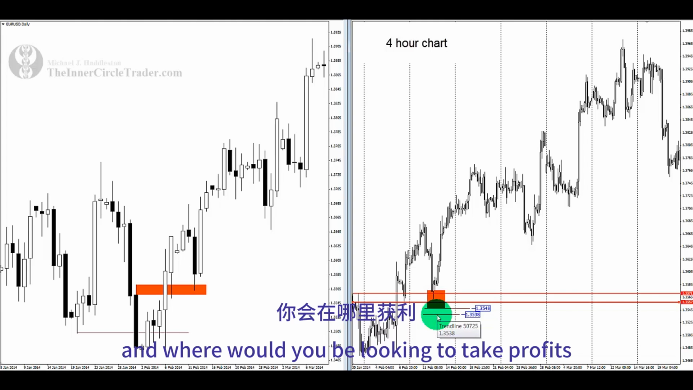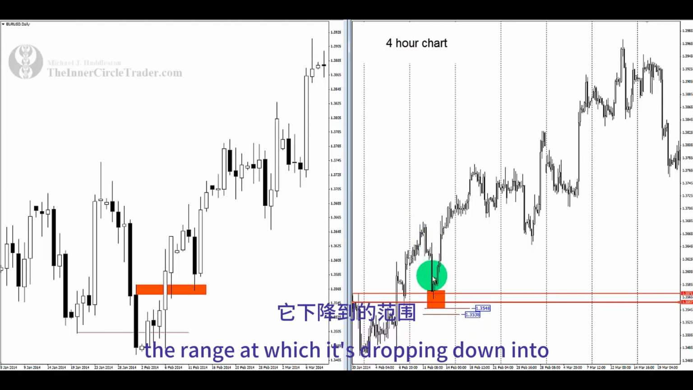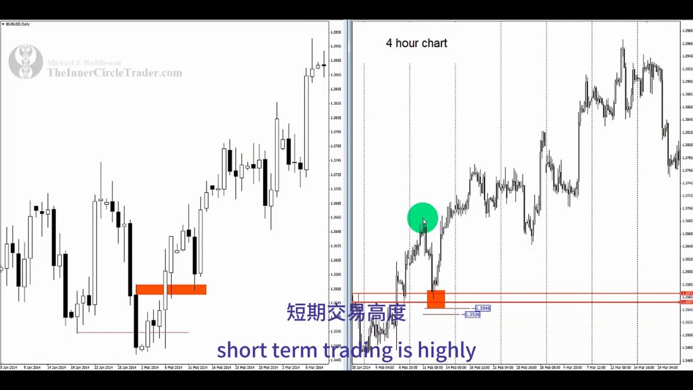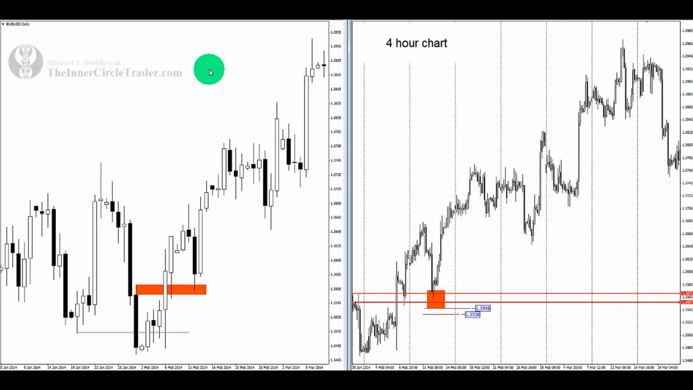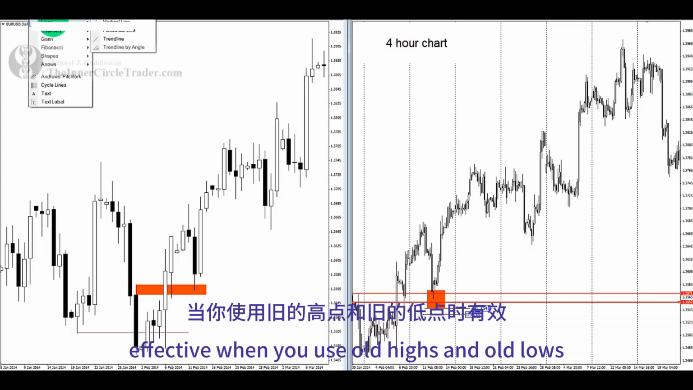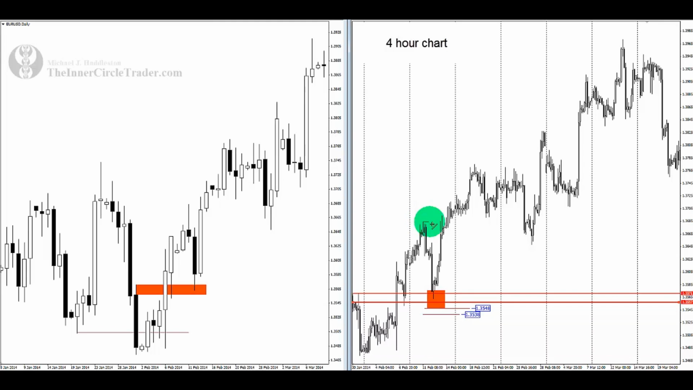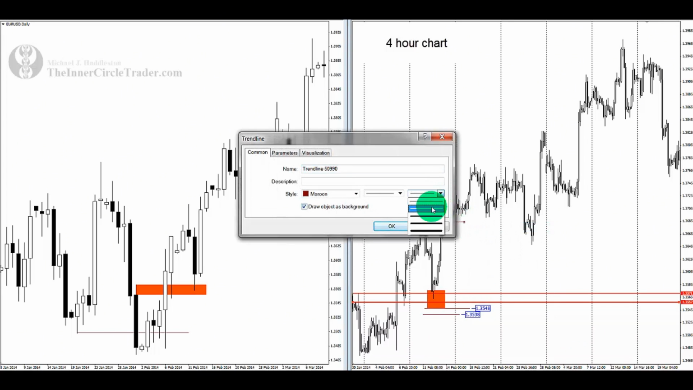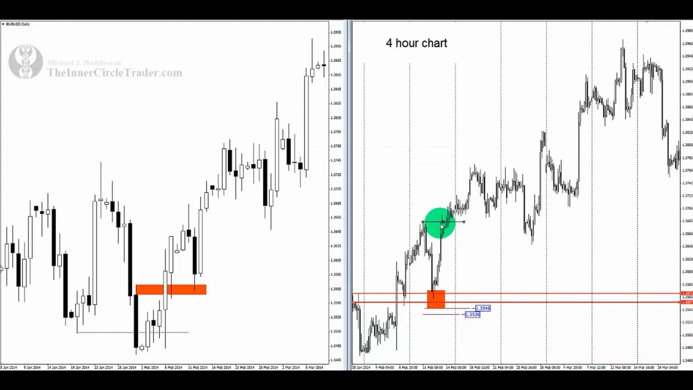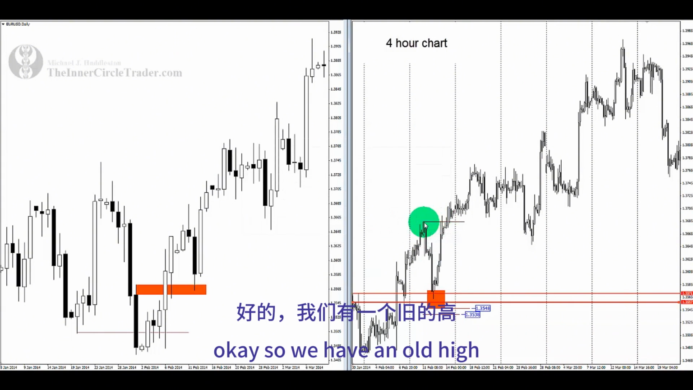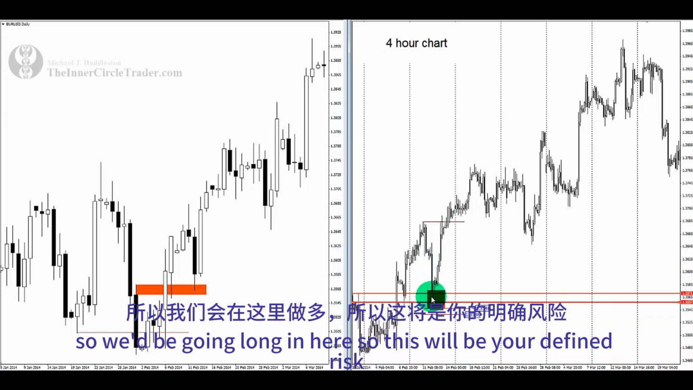And where would you be looking to take profits? Well, the range at which it's dropping down into, short-term trading is highly effective when you use old highs and old lows. And we're going to see that here. Okay, so we have an old high. So you'd be going long in here. So this would be your defined risk.